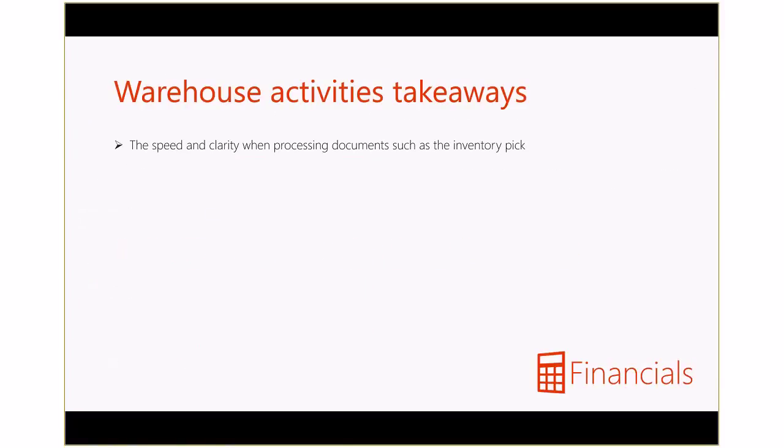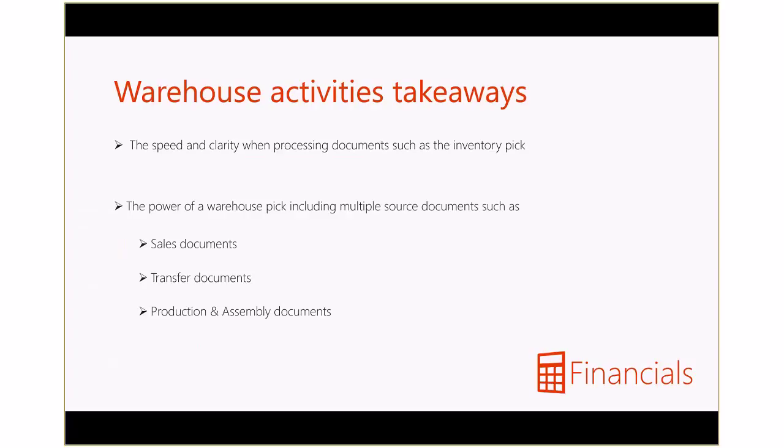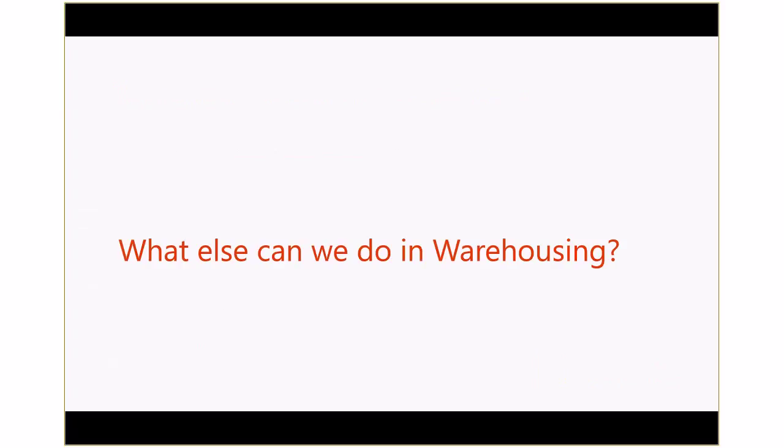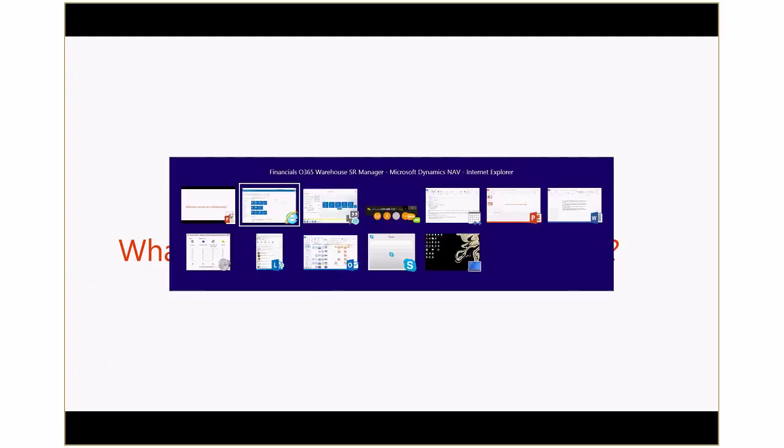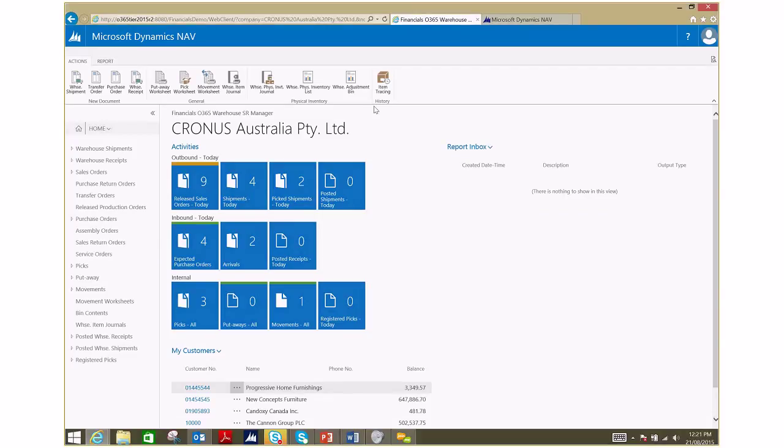So what we've been able to see through those few activities already is the speed and clarity when processing documents such as an inventory pick, as well as the power of a warehouse pick, including multiple source documents such as sales, transfer orders, and production and assembly documents. What else can we do in warehousing? So we're back into the program now. Let's have a look at what we call the Pick Worksheet.